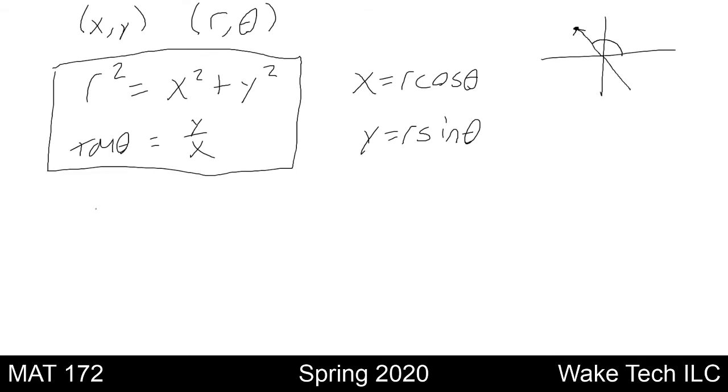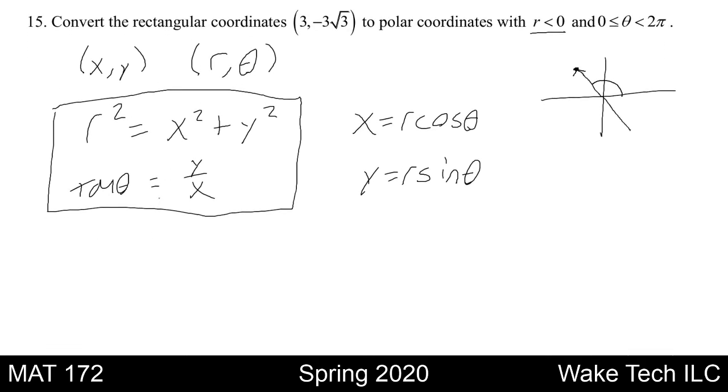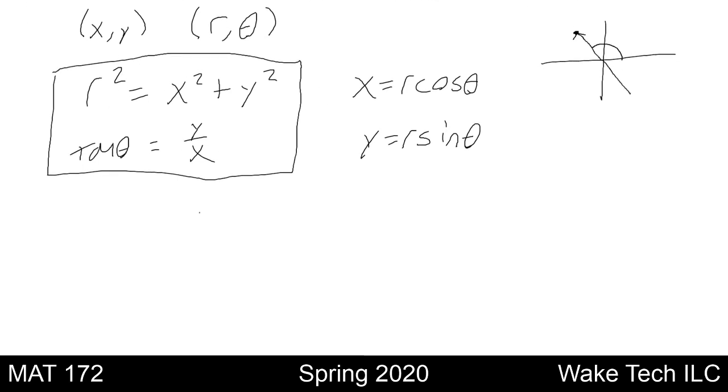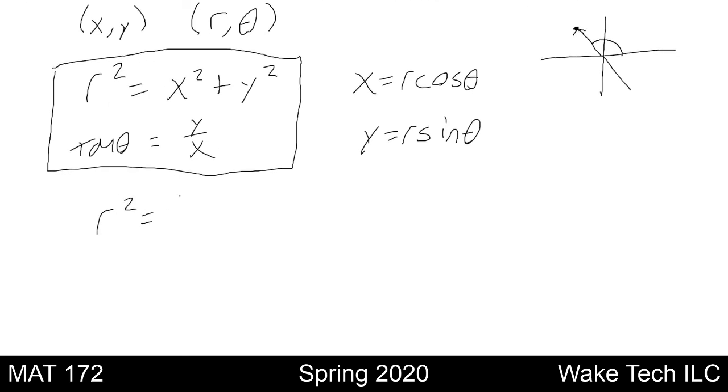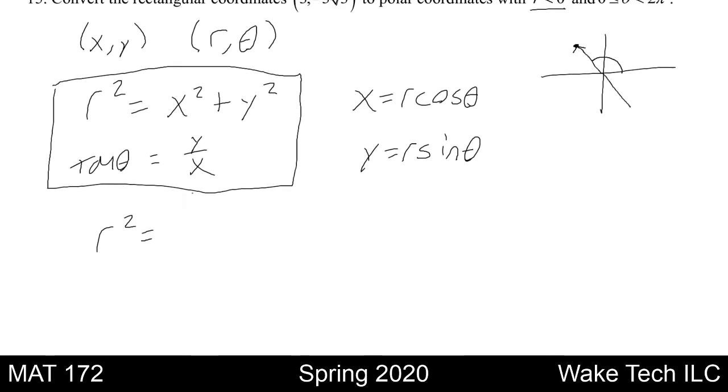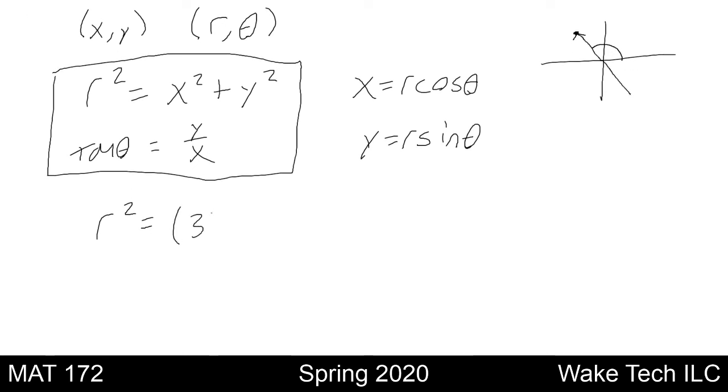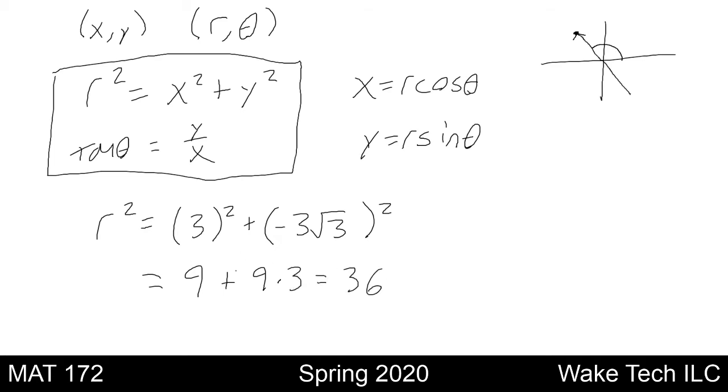Alright, so what we can do then is first find r. So we see r squared is equal to x squared plus y squared. So r squared is equal to, here our point is 3, negative 3 square root of 3. So we have 3 squared plus negative 3 square root of 3 squared. Note that when you square a number that has two factors like this, you can square them independently. So we have 9 plus 9 times 3. 9 times 3 is 27, plus 9 is 36.